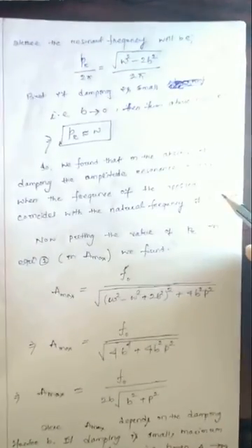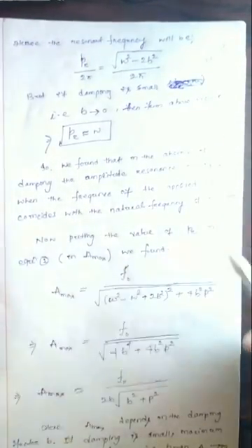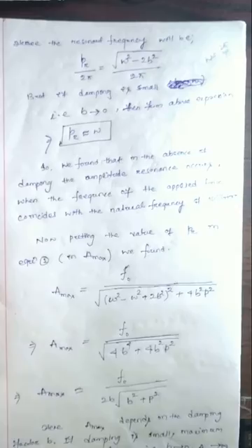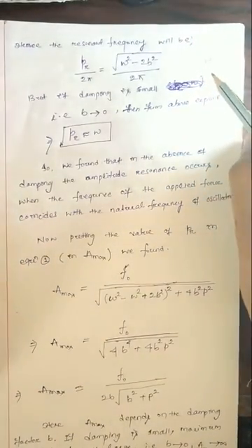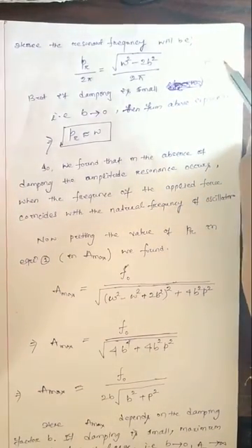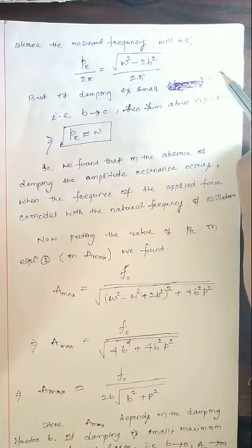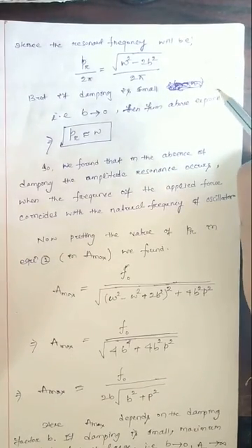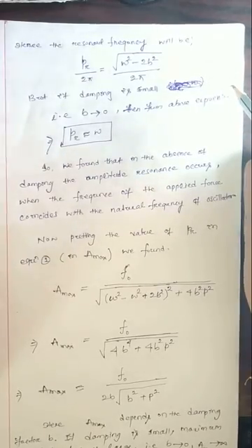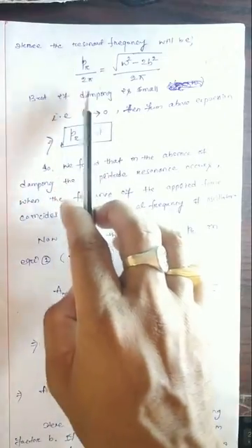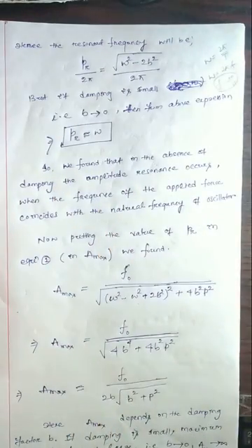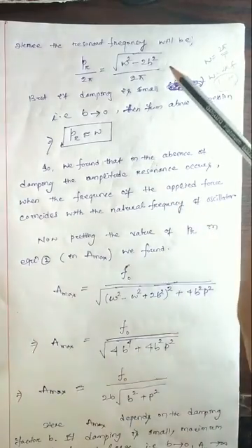we know that angular velocity is nothing but 2 pi by T, or the angular frequency omega is equal to 2 pi times f. So f is equal to omega by 2 pi. Hence the resonant frequency will be pr by 2 pi, that is, the square root of omega square minus 2b square, divided by 2 pi, is equal to the resonant frequency.